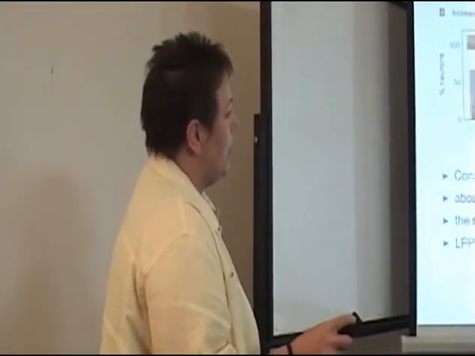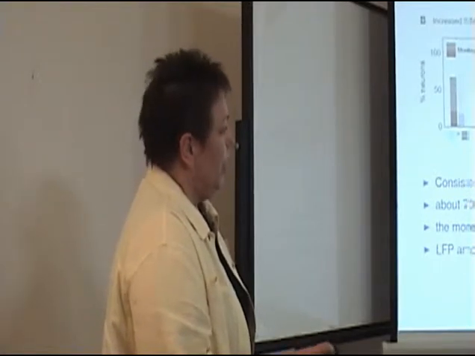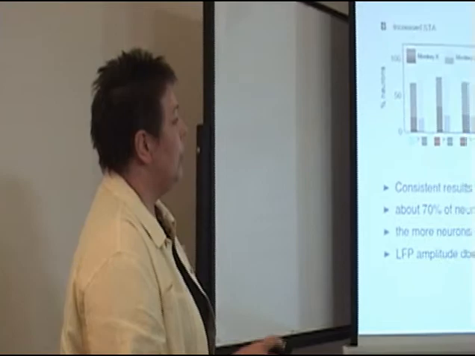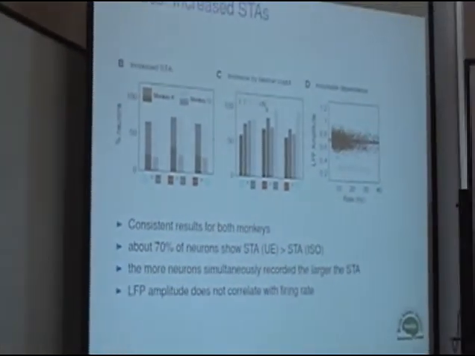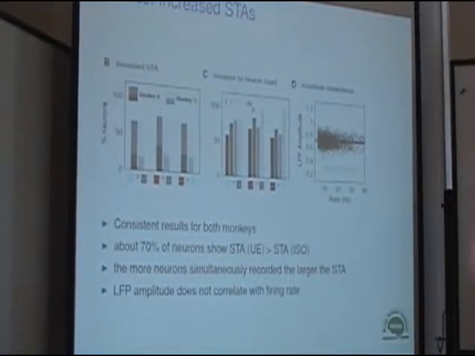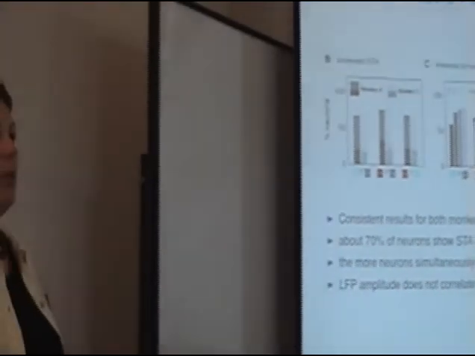In this display you see a correlation between the firing rates of the neurons and the local field potential amplitude, whether there is any kind of relation. But as you can see from all these dots, there isn't any, which is a little bit in contrast to what people recently showed in a number of publications.